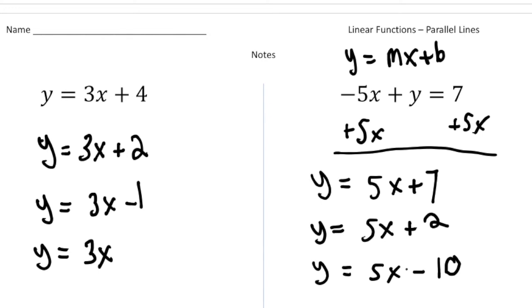Alright, so now that you understand what makes lines parallel, why don't you pause the video and try the your turn now problems. And when you're done, hit play, and you can see how you did. Alright, good luck.